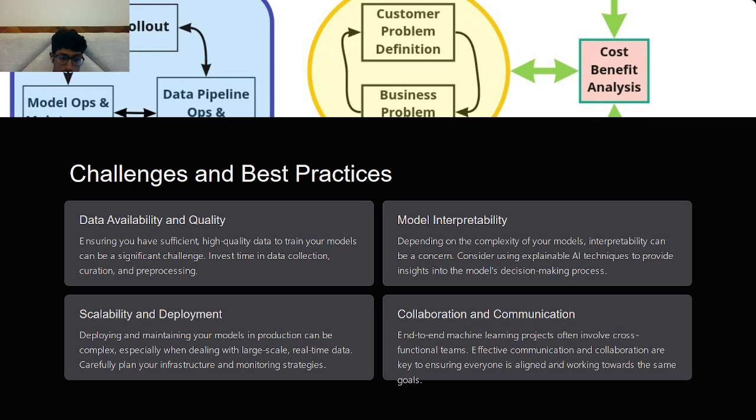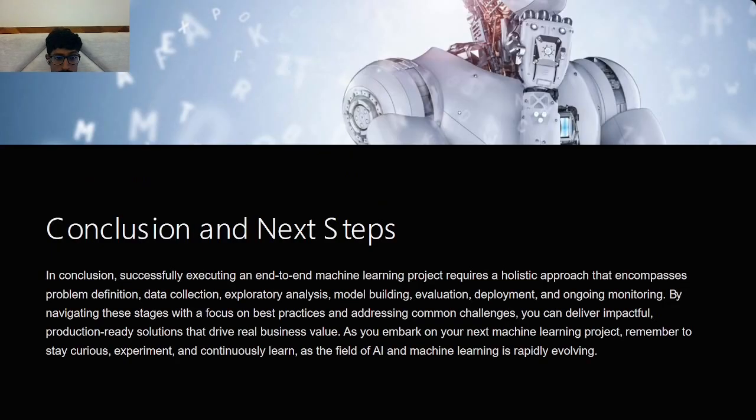Scalability and deployment: deploying and maintaining your models in production can be complex, especially when dealing with large-scale real-time data. Carefully plan your infrastructure and monitoring strategies. Collaboration and communication: end-to-end machine learning projects often involve cross-functional teams. Effective communication and collaboration are key to ensuring everyone is aligned and working towards the same goals.